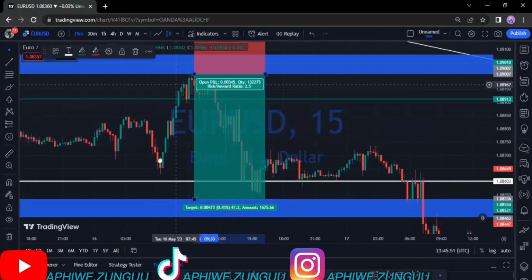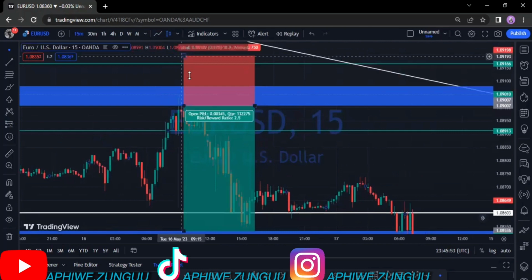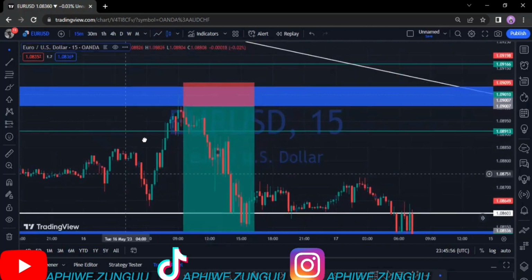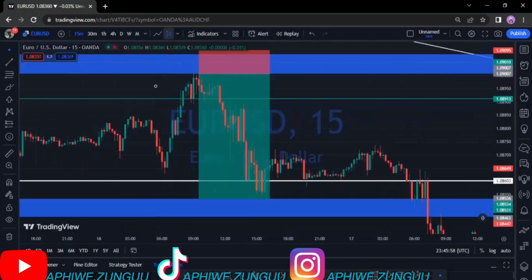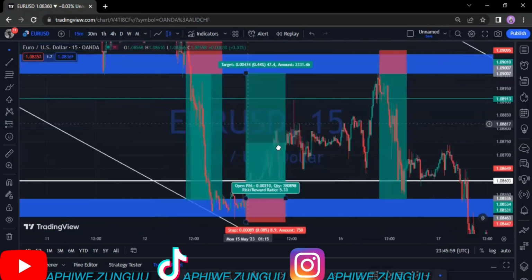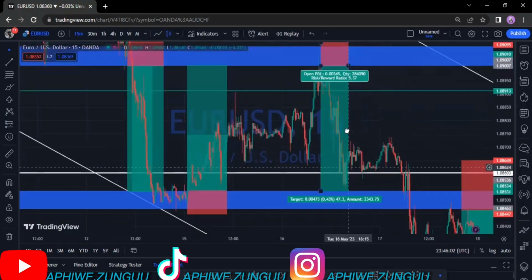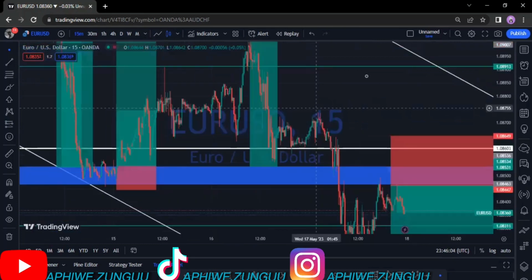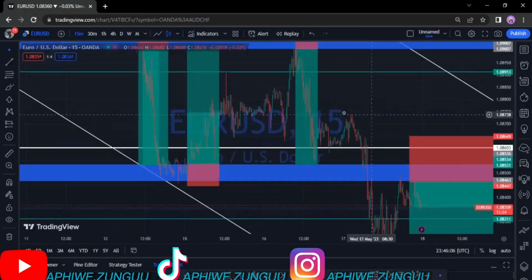Nearest support area. Stop loss just above resistance. That's where our stop loss is. Target support area. We enter, the market is our take.